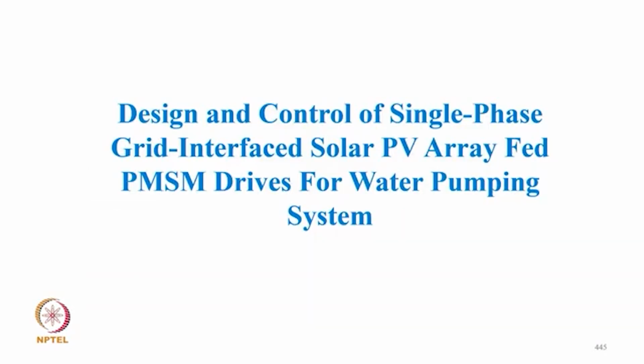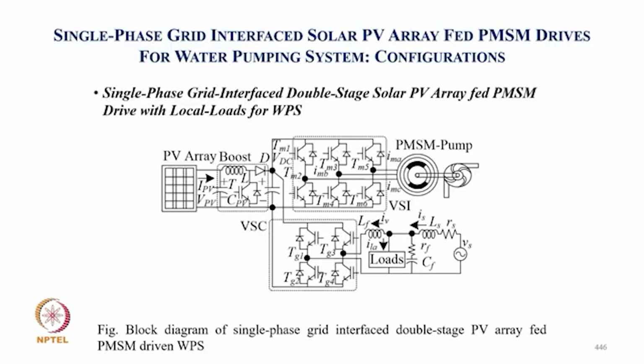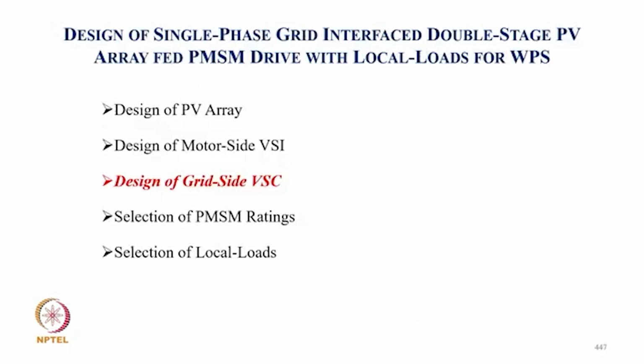Now coming to the design and control of the single phase grid interface solar PV array fed drive for water pumping system. So here we are connecting the grid and local load, and then the voltage source converter is connected at the DC link, and we have a PV array also. If extra power is there, then we can feed it to the grid also if required, and we can take even the power from the grid for running the pump for 24 hours in this case.